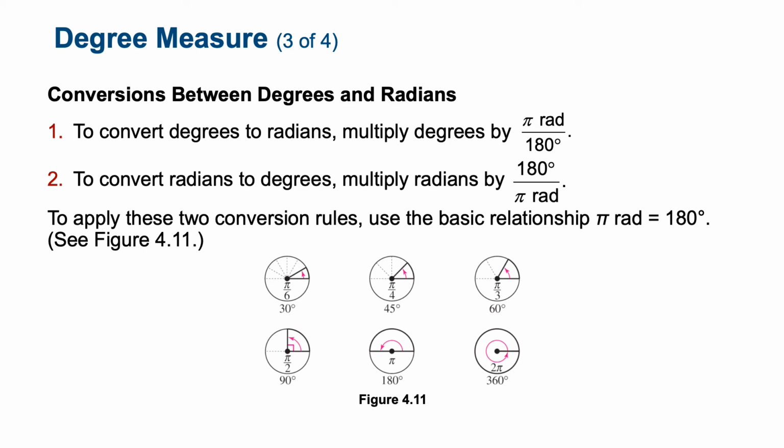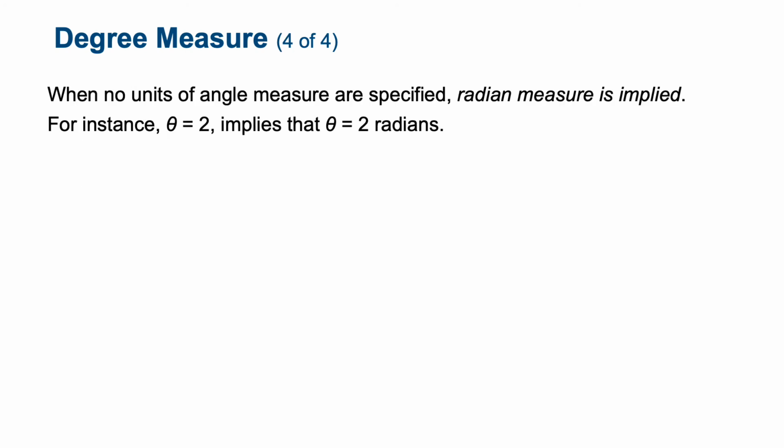So see here, the pi over 6. This figure here is kind of cool because it has both radians and degrees, so you can kind of see how they're related. Pi over 6 is equal to 30 degrees, pi over 4 is 45 degrees. These are the common ones. Pi over 3 is 60 degrees, pi over 2 is 90, pi is 180, and 2 pi is 360. If there is no unit of angle measurement specified, it's implied that you're going to assume that it's in radians.